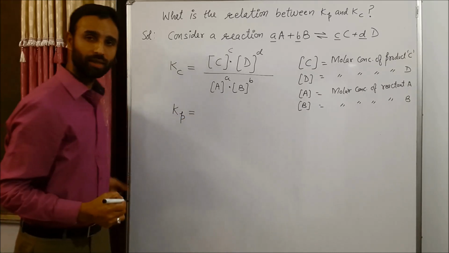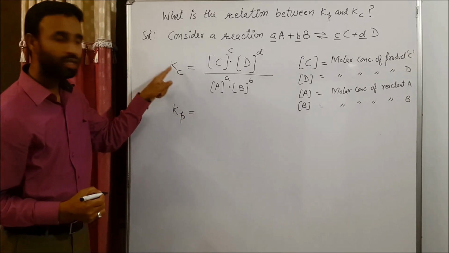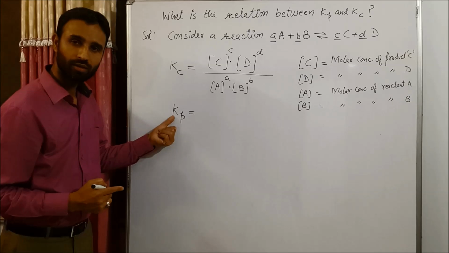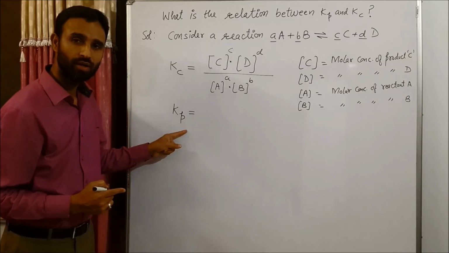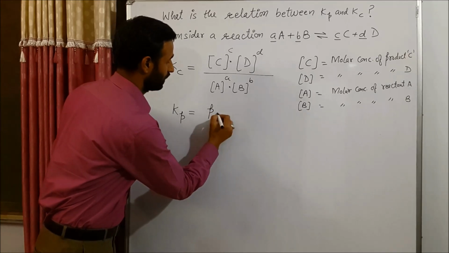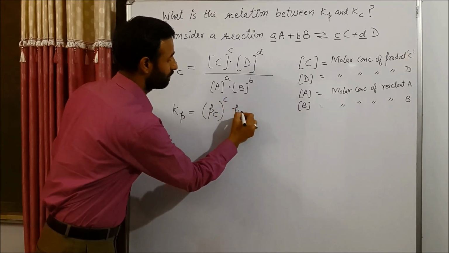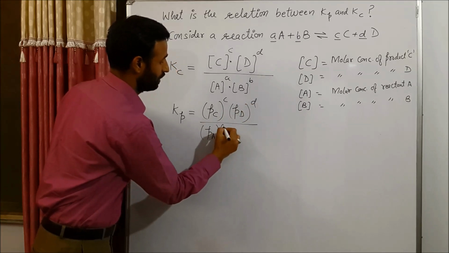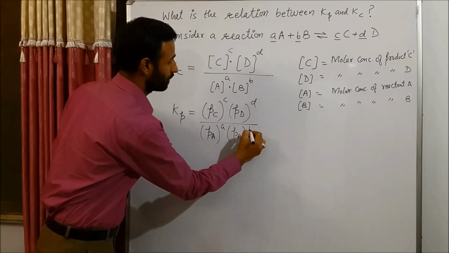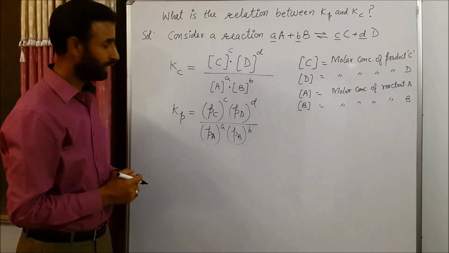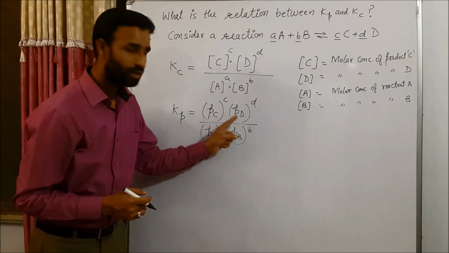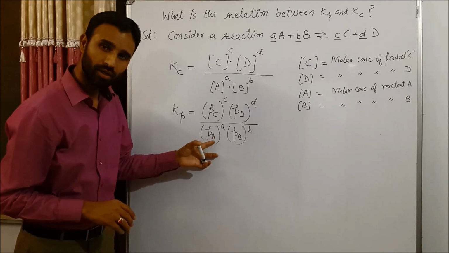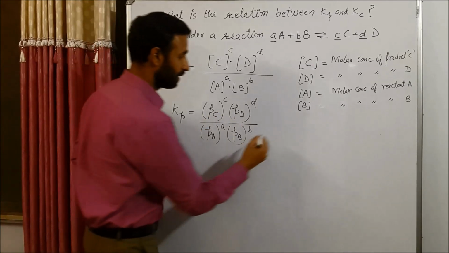In this way, now Kp. What is Kp? Like Kc is the equilibrium constant in terms of concentration, Kp is the equilibrium constant in terms of pressure. So again, this is pressure of C raised to power c, pressure of D raised to power d, pressure of A raised to power a, pressure of B raised to power b. Done? What are PA, PB, PC and PD? These are partial pressures of reactants A and B and products C and D.